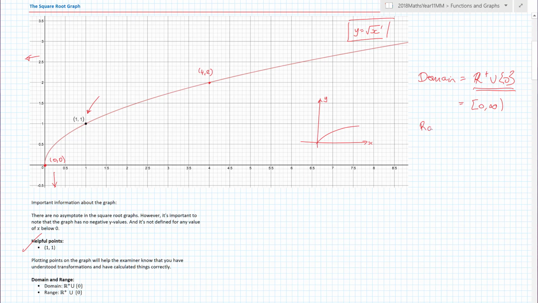Same for the range. You'll notice that the range, which is possible y values, seems to start at 0 and go up and up and up to infinity and beyond. So again, the range could be expressed as r plus or 0.